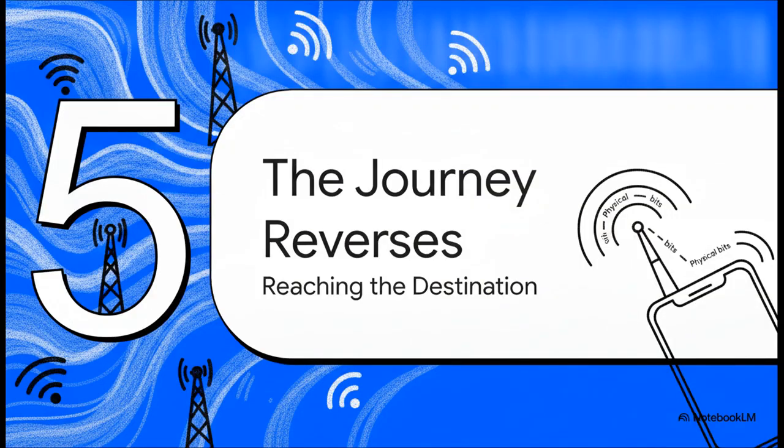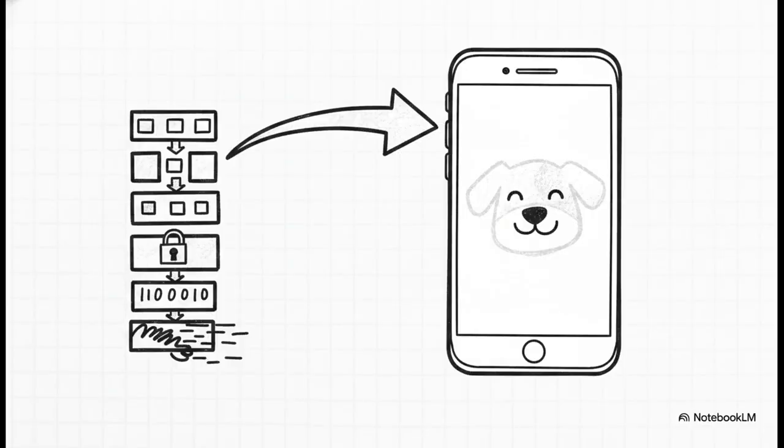All right, let's jump back to our narrative arc for Section 5, the journey reverses. Sarah's data was converted into radio waves at Layer 1 and shot over cellular towers. Now those physical bits are finally arriving at the antenna of Max's phone. Let's move on and see how this builds back up. Watch how incredibly fast this reverses on Max's device.